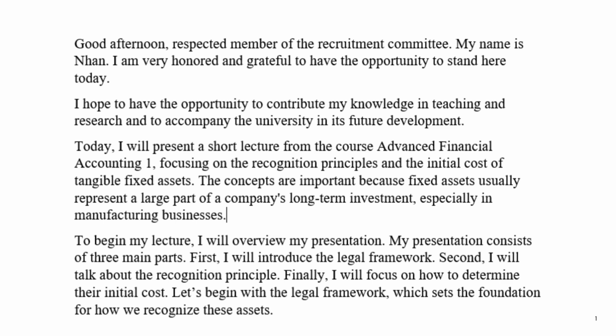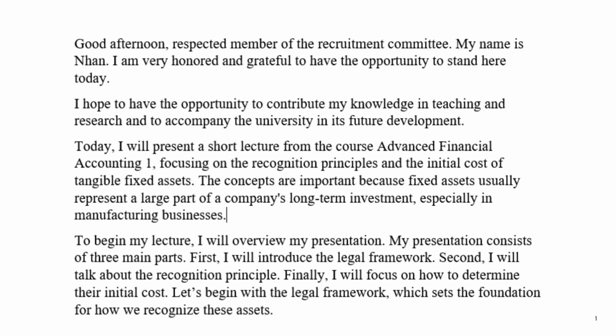The concepts are important because fixed assets usually represent a large part of a company's long-term investment, especially in manufacturing businesses. To begin my lecture, I will overview my presentation. My presentation consists of three main parts. First, I will introduce the legal framework. Second, I will talk about the recognition principle. Finally, I will focus on how to determine their initial cost.